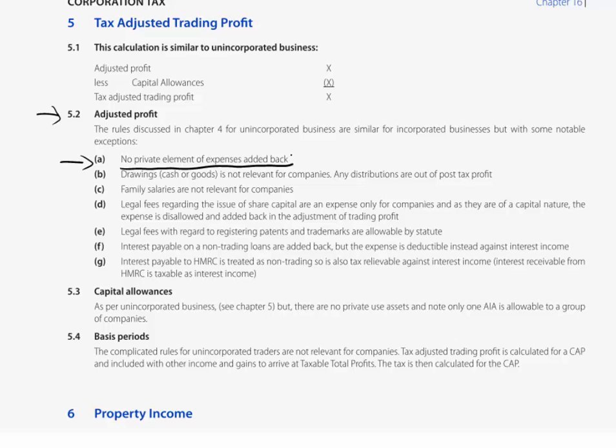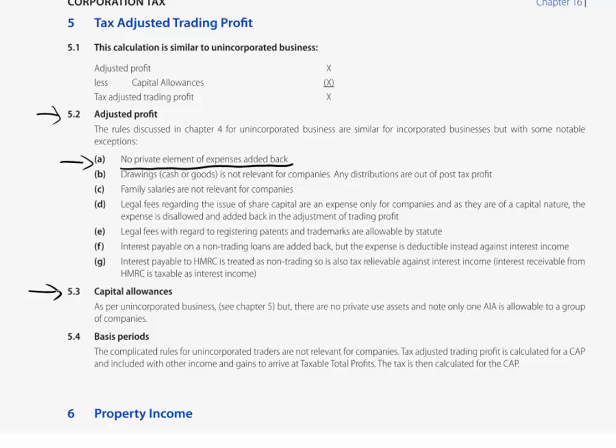Private use, either here in adjustment of profits or in a moment in capital allowances, does not exist in terms of corporate tax. Now they will try and, again, hesitate to use the word trick there. But again, as we've said before, they give you enough rope by which to hang yourself in the exam question by talking about maybe a company car provided to a director. A director might be the owner of the business, owner of the company, but to a director of the company who uses it privately, it makes no difference. It makes no difference in terms of adjustment of profits.